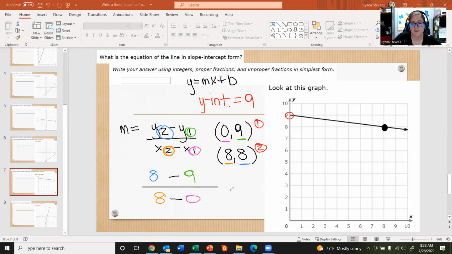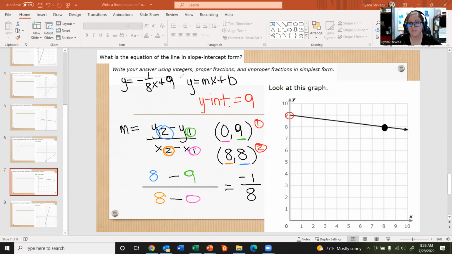And now I can solve. 8 minus 9 is going to give us a -1. And then 8 minus 0 is 8. So I could write this as y equals -1 over 8x plus 9.